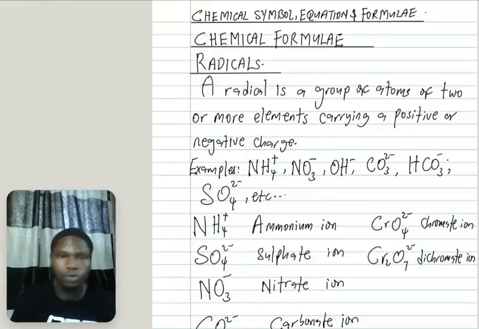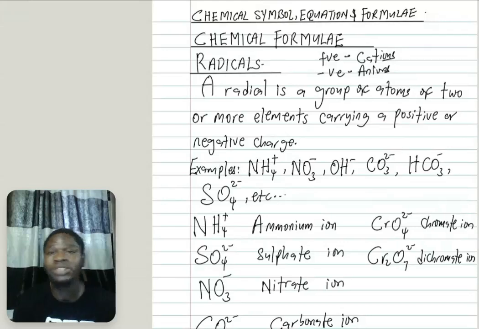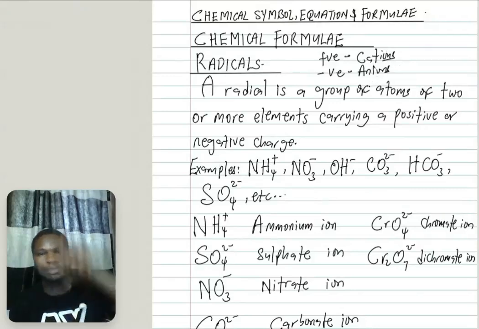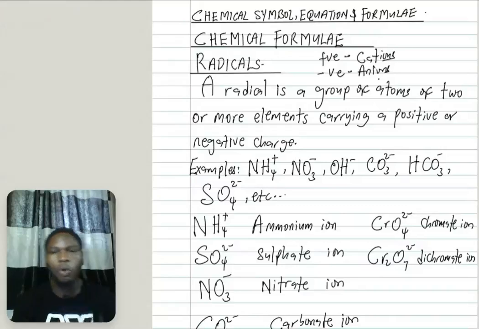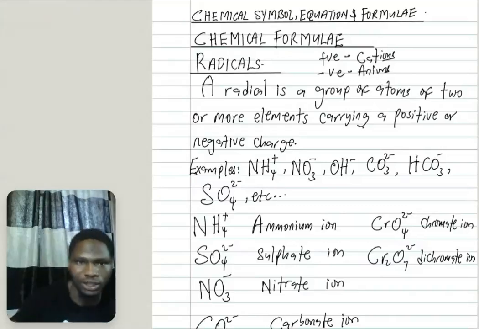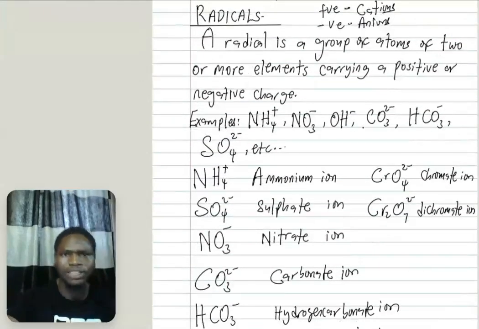Are you there? The positive radicals are called cations, while the negative ones are called anions. In fact, in chemistry in general, not only radicals, positive ions we call cations and negative ions are called anions. For example, if I say Al3+, that's a cation. O2 minus, that's an anion, and so on like that. So let's go. Now, examples of them, look at them.